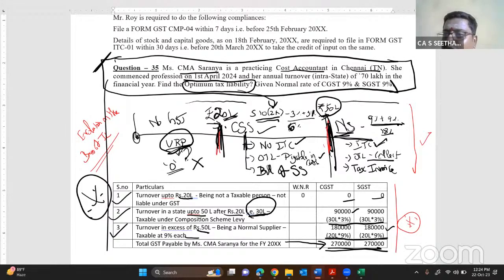See, all the chapters you should interlink, right? Only then you can understand. Excellent question. My dear brothers and sisters, are you comfortable?